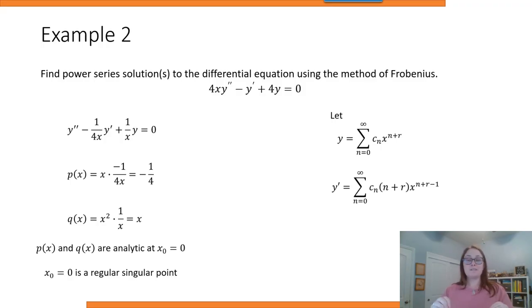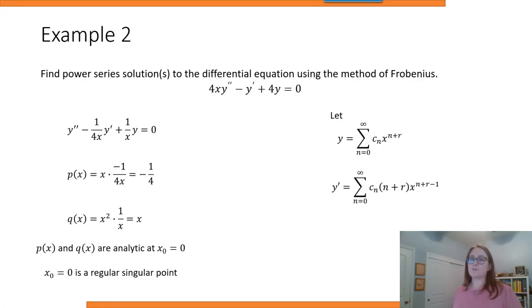And note, I'm not starting at a later index this time like I did with ordinary points because of the r. Okay, there's an unknown r in there. I don't necessarily lose the first term. So all of our derivatives are going to be starting at n equals 0. So the derivative of that nth term is going to be c_n times the exponent n plus r times x to the n plus r minus 1.